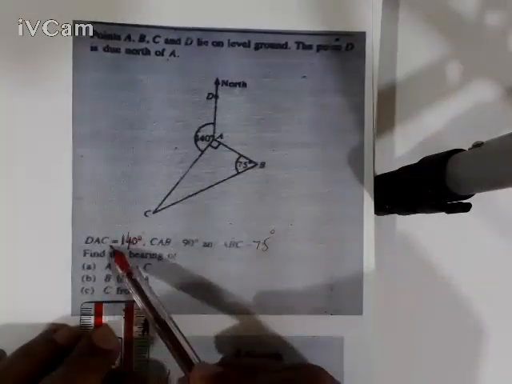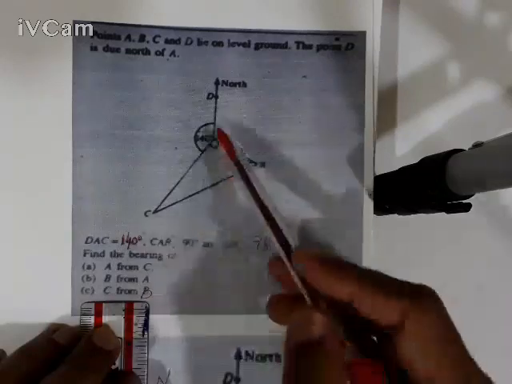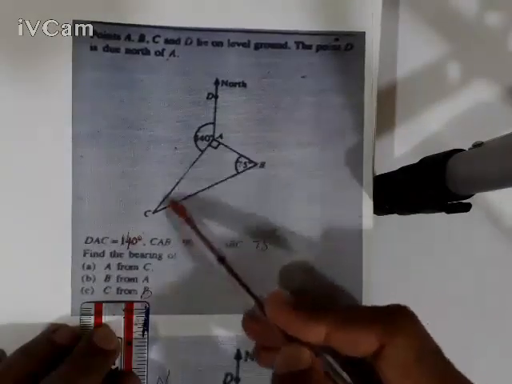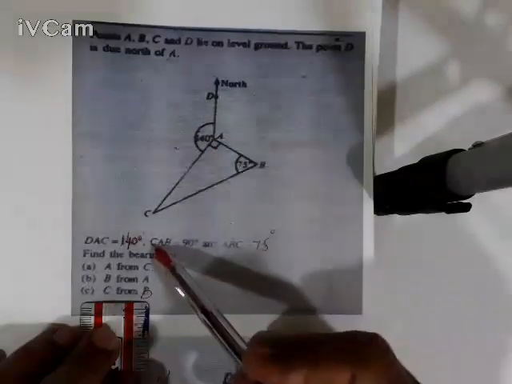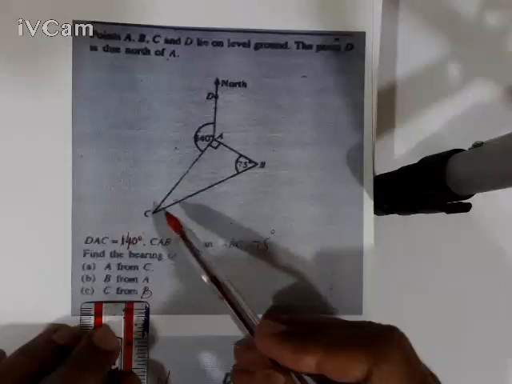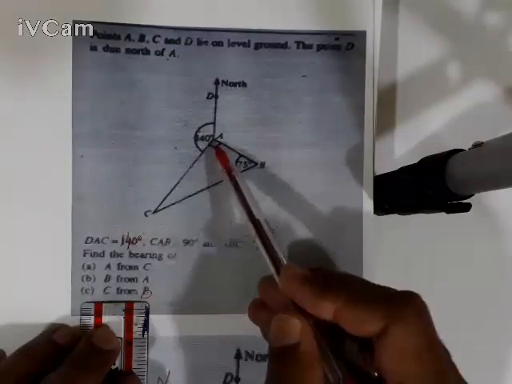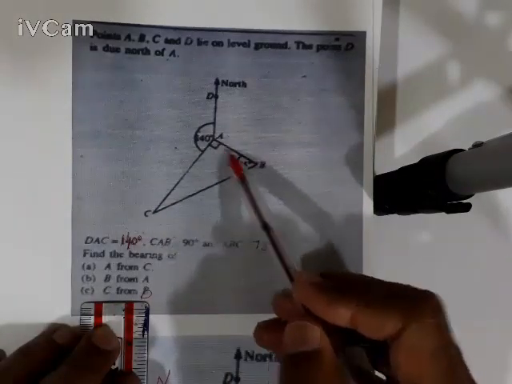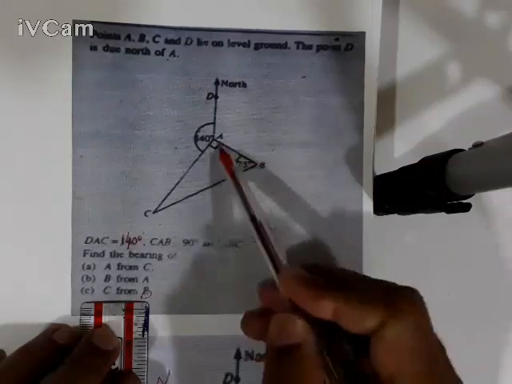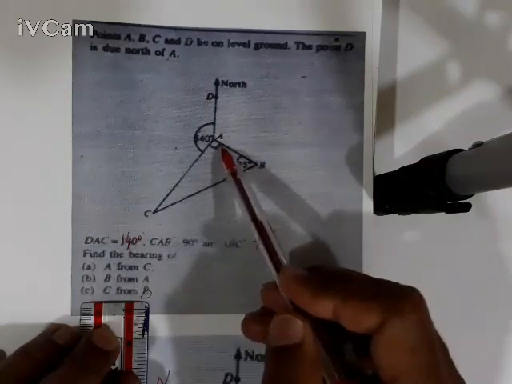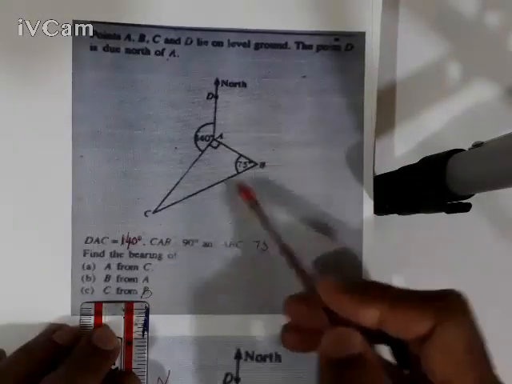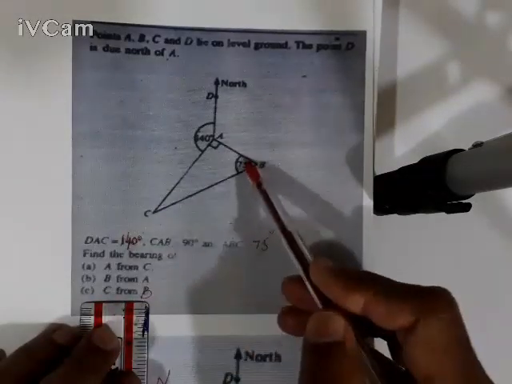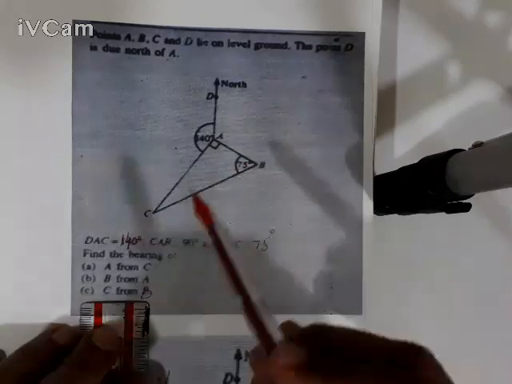Now DAC is 140 degrees. Now look at this, D, A and C, the outer angle is 140 degrees. Now CAB is 90 degrees. So the inner angle is CAB, so inside this angle is 90 degrees. Now angle ABC, another angle, is 75 degrees.